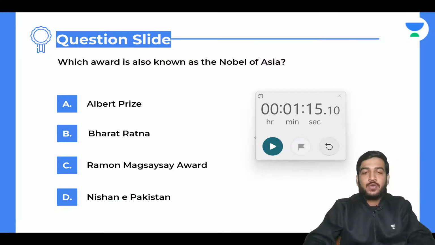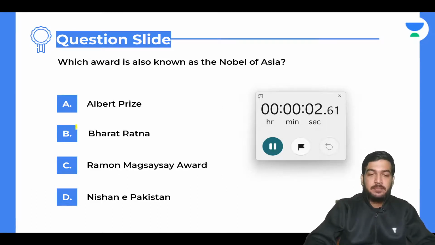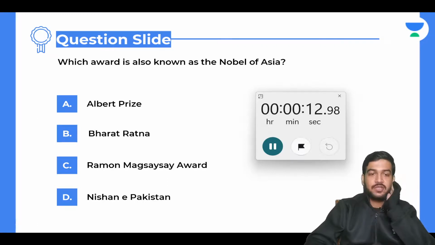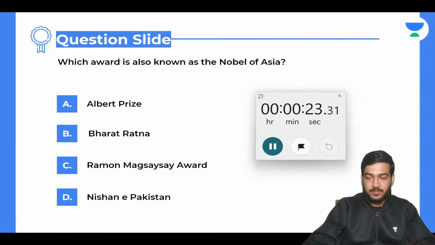Which award is known as the Nobel Prize of Asia? Is it A, Albert Prize, B, Bharat Ratna, C, Roman Magsaysay Award, or D, Nishane Pakistan? Which award is also known as the Nobel of Asia? A, Albert Prize, B, Bharat Ratna, C, Roman Magsaysay Award, or D, Nishane Pakistan?